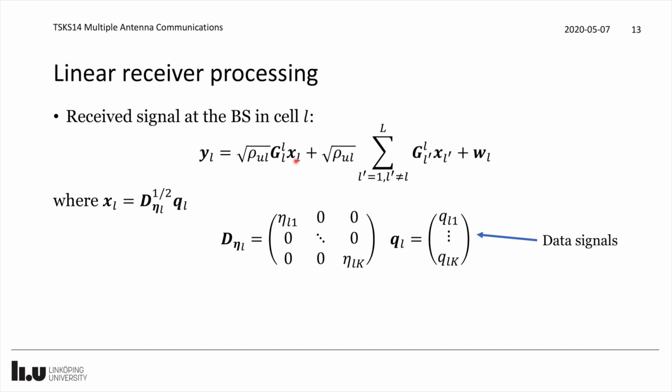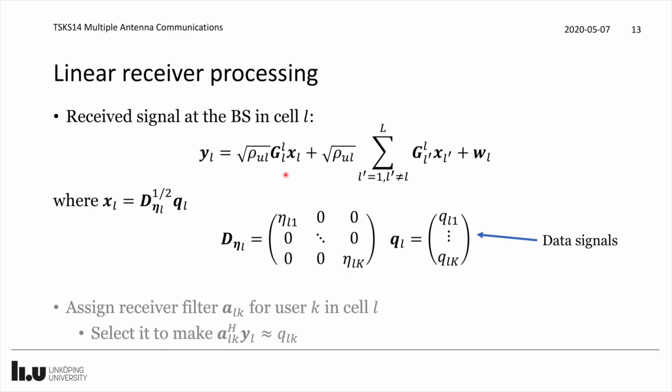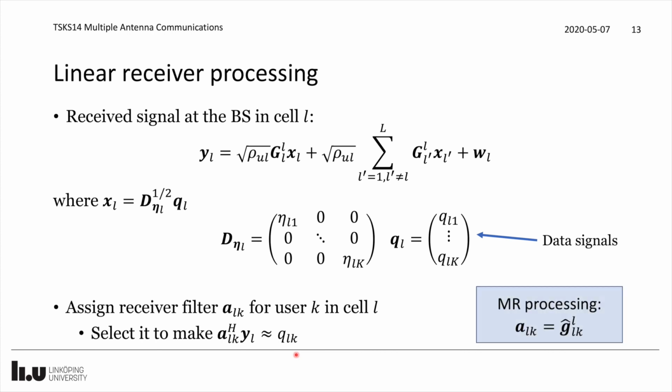And the base station in cell L is receiving all of this, but it's only interested in the signals from its own users. And in particular, let's consider user K in cell L. Then the base station assigns a receiver filter, which is an N-dimensional vector, ALK, for user K in cell L. And we should select the receiver filter so that when we take an inner product with the received signal, like this, we are getting something that's similar to the data signal sent by user K in cell L. And one option is to use maximum ratio processing, where ALK is just selected as the estimate that base station L has of the channel from user K in cell L. This is just one option.